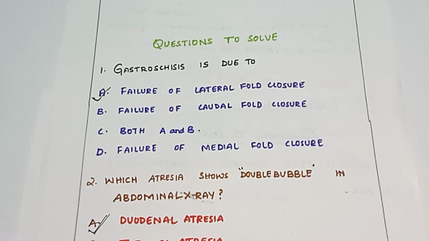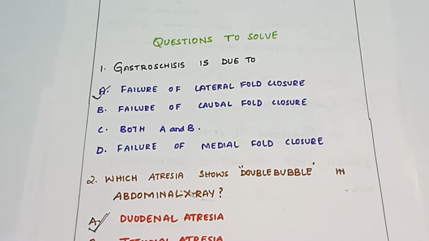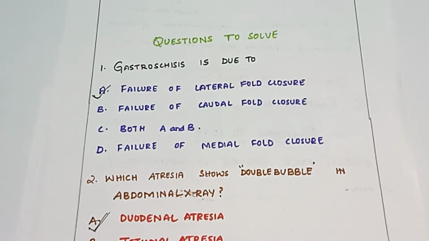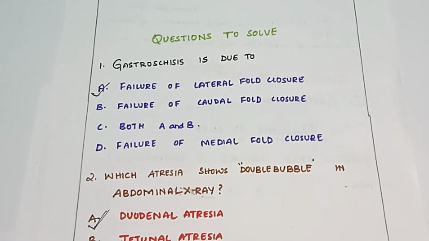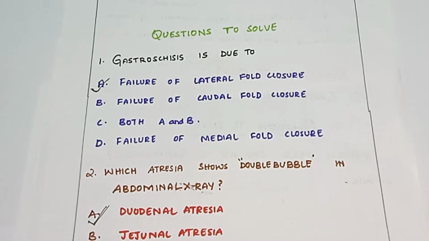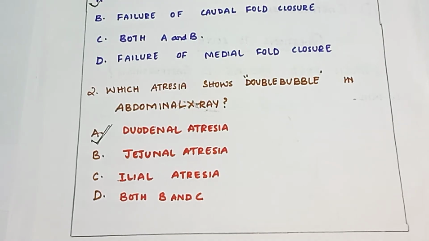In the last session, I discussed the embryology of the gastrointestinal system. At the end of the session, I gave you some questions to solve. The answers are: the first answer is failure of lateral fold closure, and the second answer is duodenal atresia.